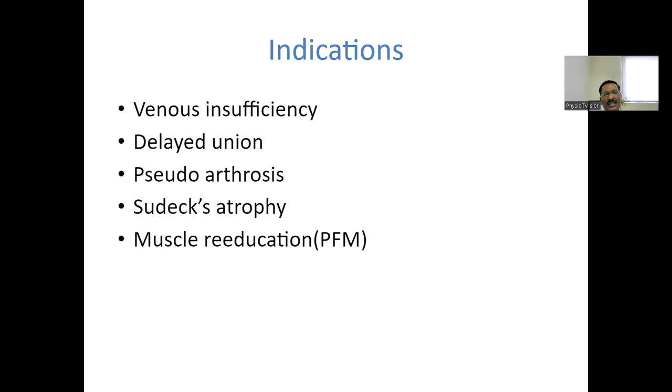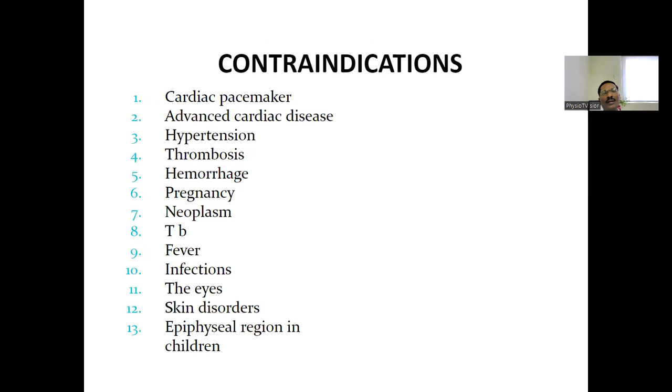Then the important thing is we need to rule out all the contraindications, and only then can we give the treatment. So the contraindications are the following. First one is cardiac pacemaker. Since IFT uses a medium frequency current, it definitely interferes with the cardiac pacemaker when applied in and around the chest. In advanced cardiac disease, the IFT will impose extra load, which may not be advisable.